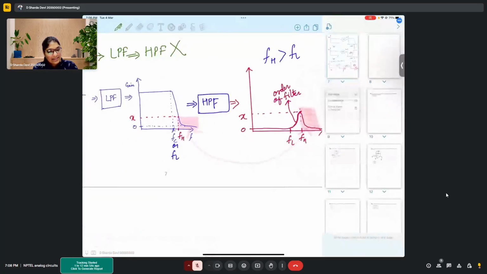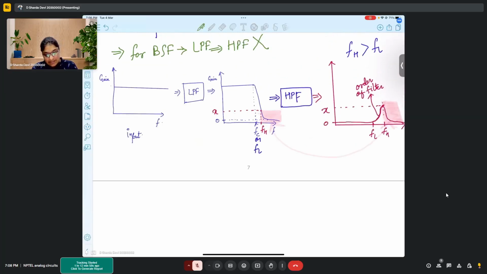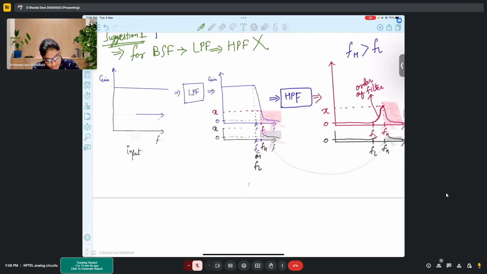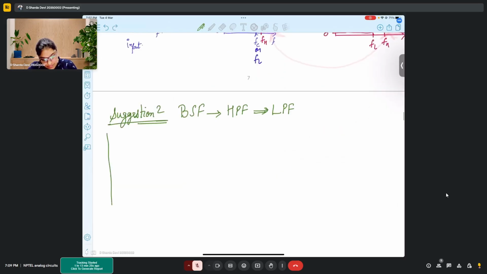What else? High pass followed by low pass. Oh, you want to do it the other way around? Yeah, okay. So this is suggestion 1. Now the suggestion 2 is for BSF, you want me to do high pass filter followed by a low pass filter, correct? So let's quickly do this.